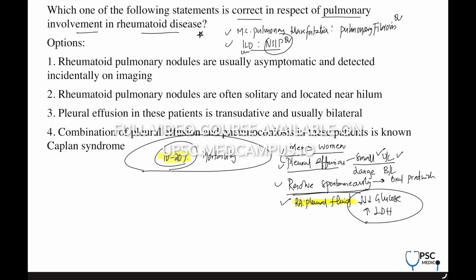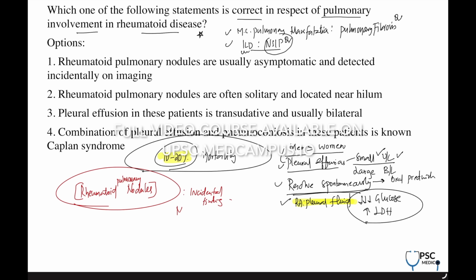Apart from these two, there is chance of rheumatoid nodules as well in these cases. In case of rheumatoid arthritis with pulmonary involvement, you will see rheumatoid nodules developing in the lungs. Rheumatoid pulmonary nodule is the right way to put it. Rheumatoid pulmonary nodules are seen in these cases, and these are also incidental. There are no symptoms as such, they are incidental findings.